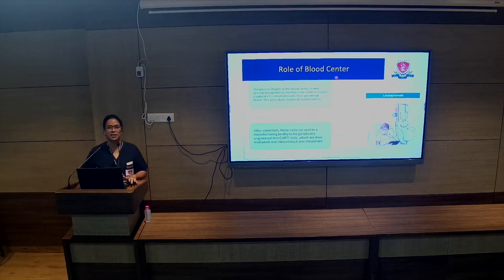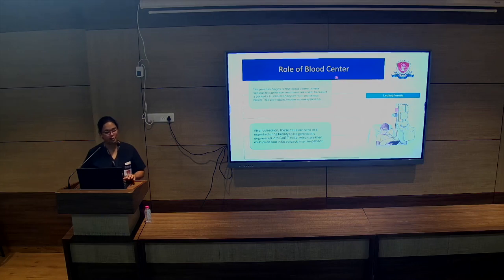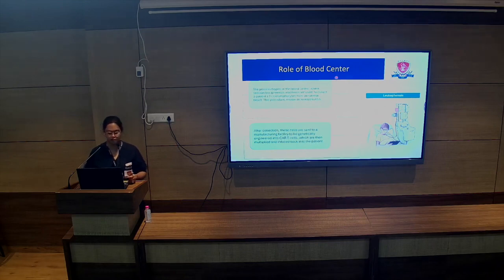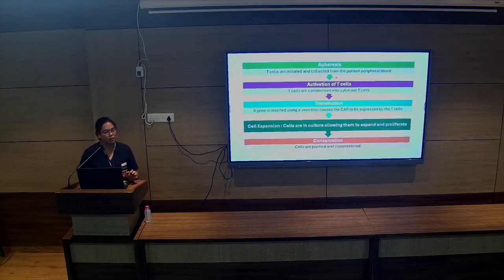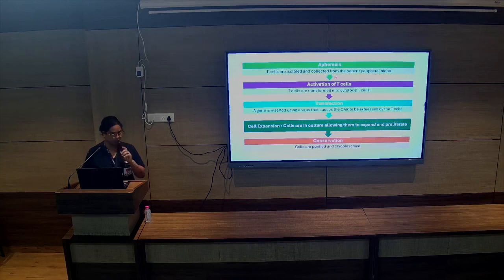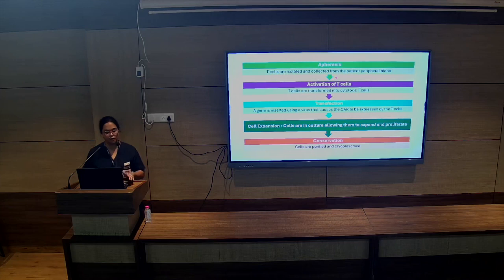So this whole process starts at the blood center, where specialized apheresis machines are used to collect the patient's T lymphocytes from their peripheral blood, and this process is known as leukapheresis. Once the procedure is complete, these cells are sent to the manufacturing facility to be genetically engineered into the CAR T cells. Now, the whole step includes apheresis, activation of the T cells, transfection, cell expansion and conservation. Presently we are supporting up to the apheresis step, that is only the collection. The following steps, that is activation of T cells, transfection, cell expansion and conservation, are done at the manufacturing facility.